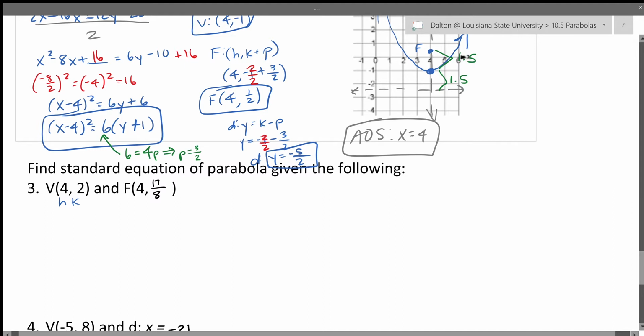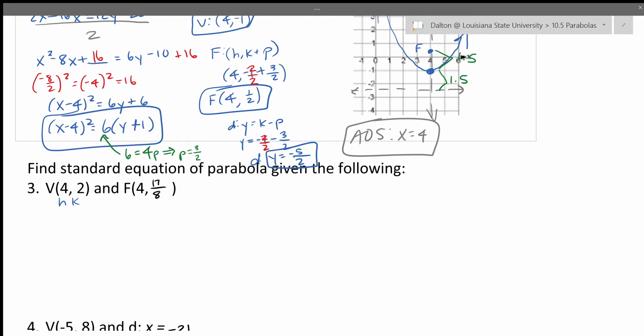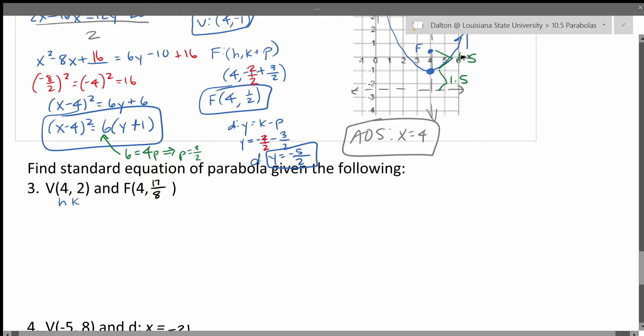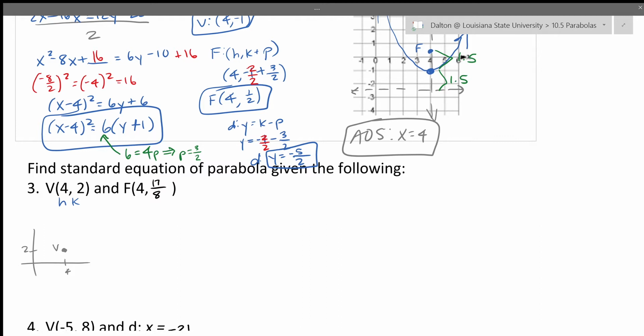But before I can even figure out where I'm plugging h and k into, I've got to figure out which equation I have. Am I dealing with the x squared term or am I dealing with the y squared term? So what I would do is just sketch out a little representation of the vertex point and the focus point and figure out what I'm dealing with. My vertex is at (4, 2). So that may be about right here. There's the vertex point at (4, 2). The focus point is at (4, 17/8). So I'm still going to go to the right 4 from the origin. Can you estimate what is 17/8?